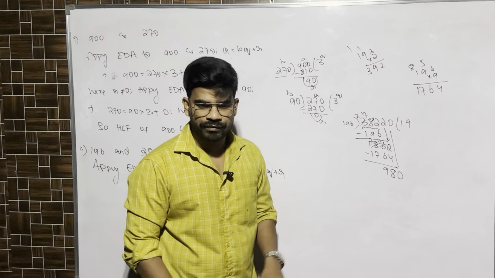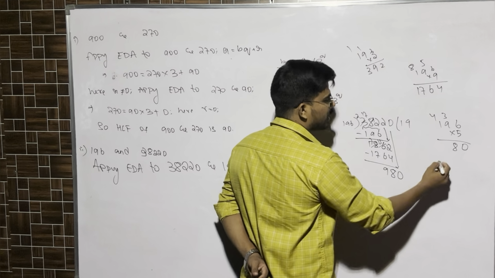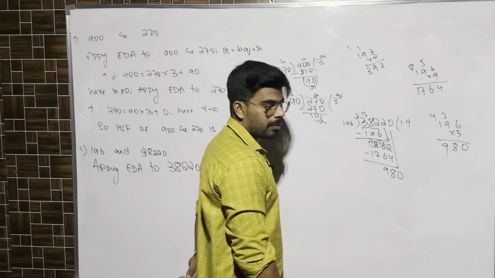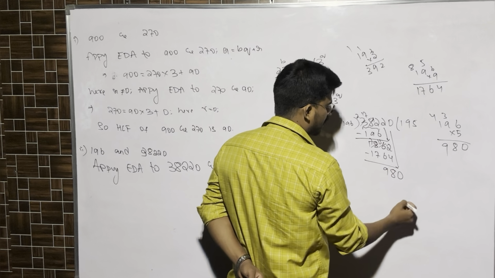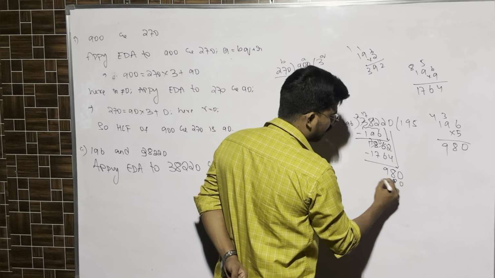However, I will have an idea, a nearer value. 5 6s are 30, 5 9s are 45 plus 3 is 48, 5 1s are 5 plus 4 is 9. 980. By what number? 5. If I multiply by 5, I get 980. After subtracting, this value is 0.